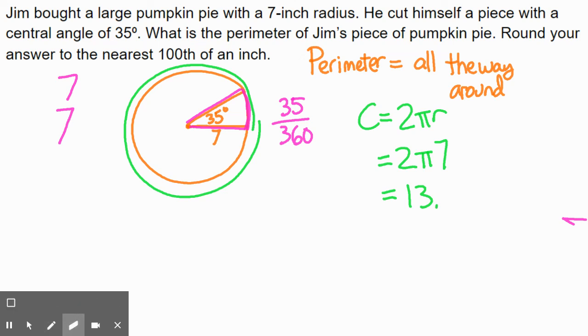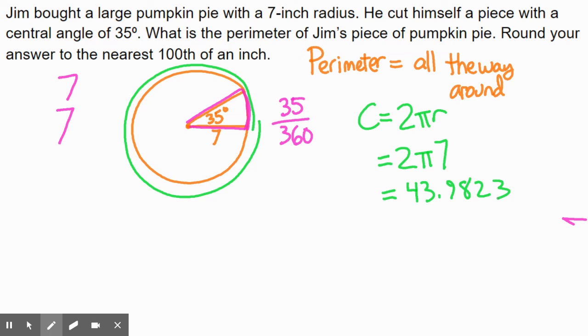The gut check is such an important little piece of mathematics because sometimes you punch the wrong button on your calculator, which I just did. I did 2 times pi plus 7. So 2 times pi times 7 equals, that's more like it, 43.9823. So that is the circumference.